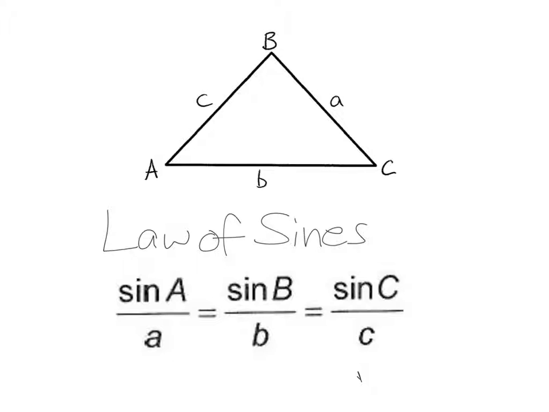Side A is always opposite angle A, side B is always opposite angle B, side C is always opposite angle C. So the law of sines is this ratio of three fractions. The sine of angle A over side A equals the sine of angle B over side B equals the sine of angle C over side C. And we'll only be using two of the fractions at a time when we're working these problems. Also, your calculator needs to be in degree mode for this lesson.